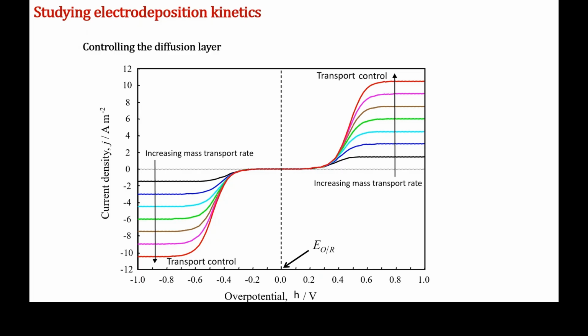But then you've seen the kind of morphology that you get as a result of that. So if you want a nice smooth deposit, you don't actually want to go to those regimes. But in order to not go to those regimes, you still have to know where they are, at what potentials, and at what current densities.